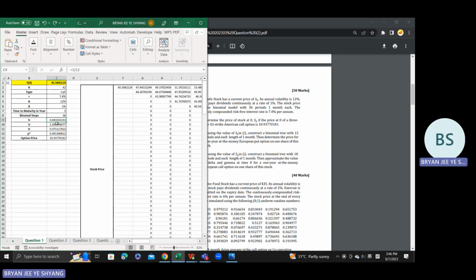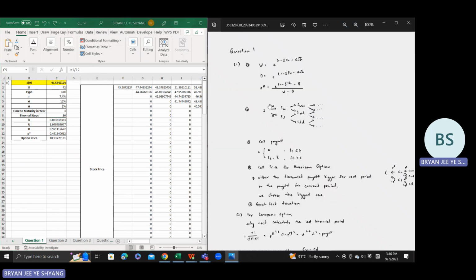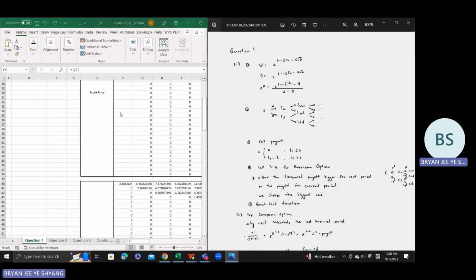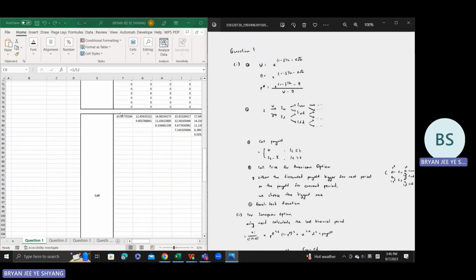And then for U, D, and P naught, we are using these formulas. U is equal to e to the power of (r minus delta) times h plus sigma square root h. D is equal to e to the power of (r minus delta) h minus sigma square root h. And P naught is equal to (e to the power of (r minus delta) h minus D) over (U minus D). After getting all this information, we use it to construct the 3 tables, which are our stock price, our payoff, and our call.